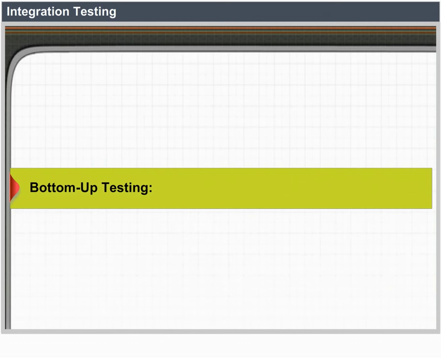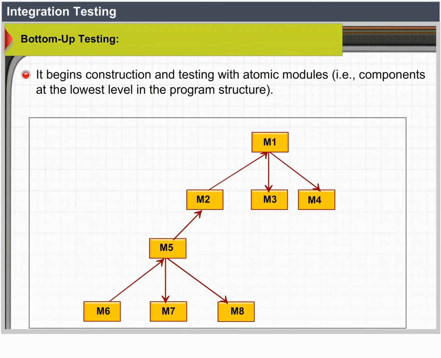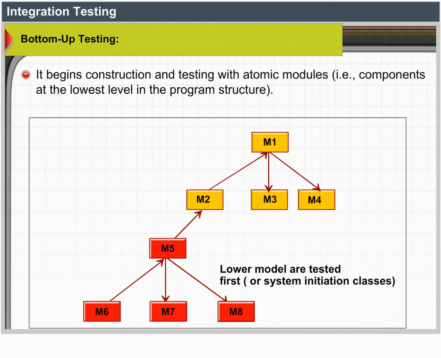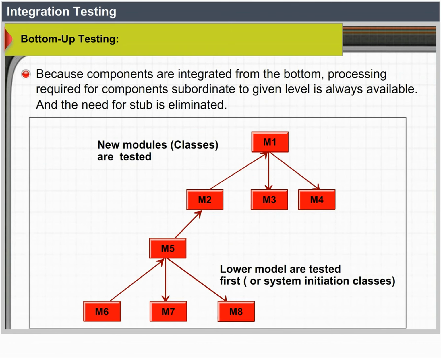Bottom-up testing begins construction and testing with atomic modules, that is, components at the lowest level in the program structure. Because components are integrated from the bottom, processing required for components subordinate to a given level is always available, and the need for stubs is eliminated.